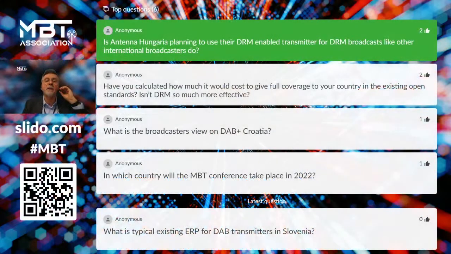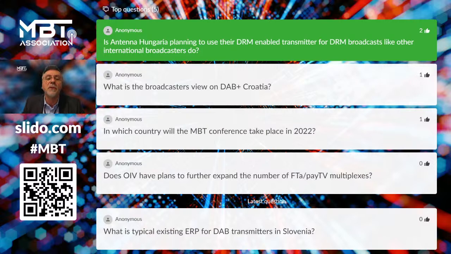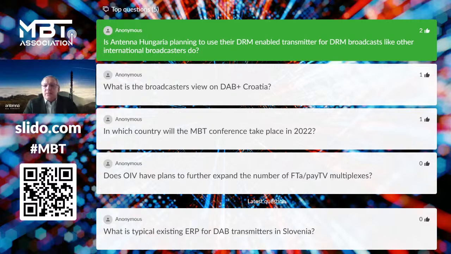Is Antenna Hungary planning to use their DRM enabled transmitter for DRM broadcast like other international broadcasters do? For the time being, there is no plan for this service. Okay, thank you.